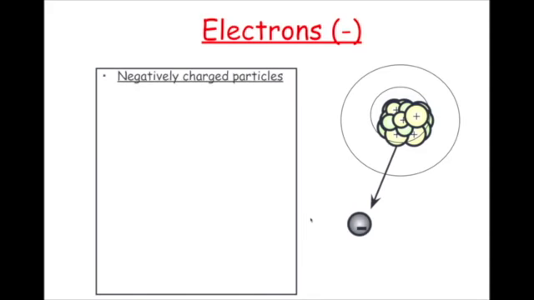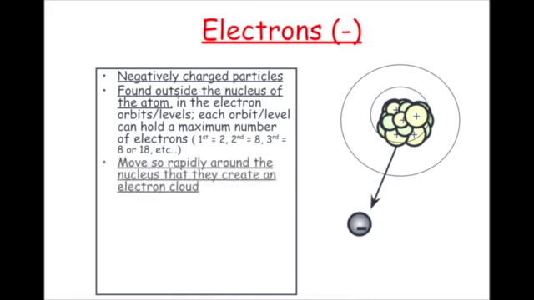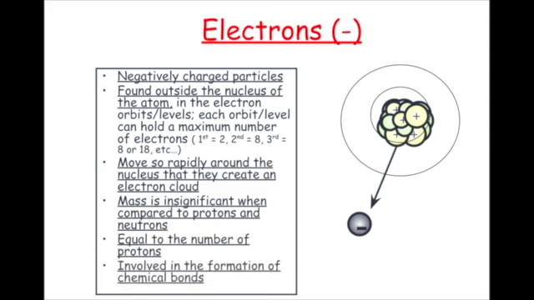Electrons. They are negatively charged particles found outside the nucleus of the atom. They're in things called orbits or levels, but we'll actually talk about that in a later unit. They move so rapidly around the nucleus that they create an electron cloud. Mass is insignificant when compared to protons and neutrons because they are actually extremely small, even compared to protons and neutrons. They are equal to the number of protons, and they are involved in the formation of chemical bonds. So when you see chemical reactions or chemical changes, that is happening because of electrons.